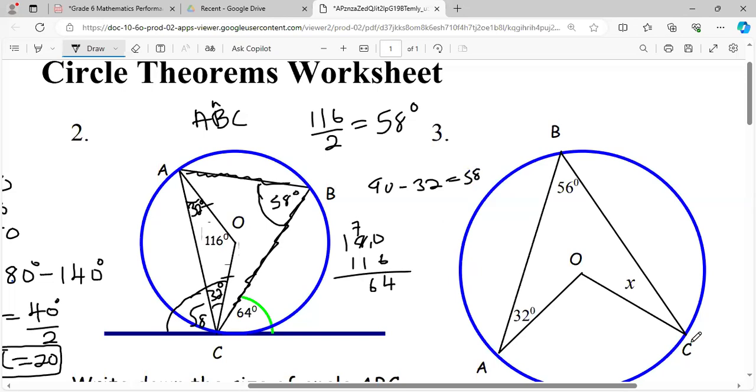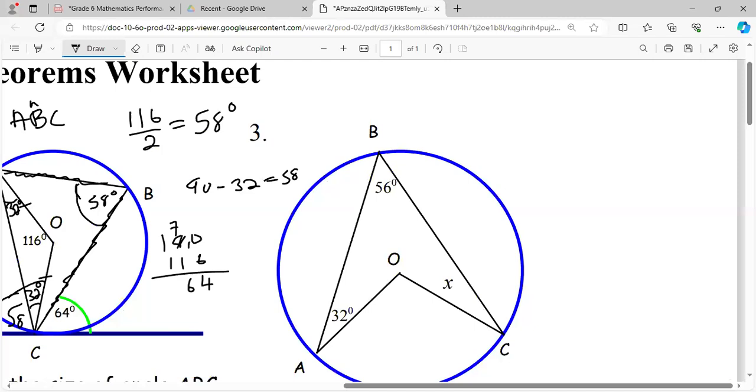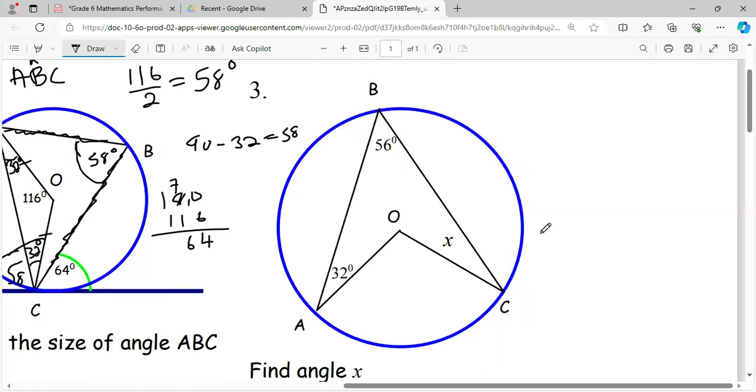Alright. For number 3 now, I don't think it's really complex, but you have to be thinking about a lot of things. For example, this would be a quadrilateral, right? The angle here is on the inside part. But if you notice, this is the angle at the circumference. So that means we can find this angle right here using the rule that the angle at the center is twice the angle at the circumference. So this angle right here will be 56 times 2, which gives us 112.